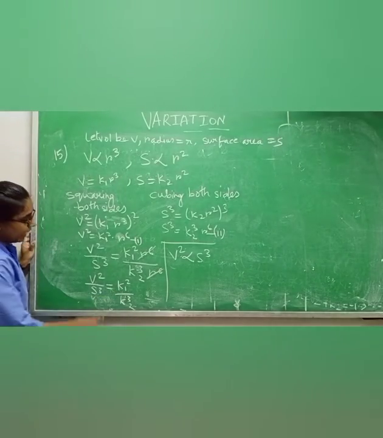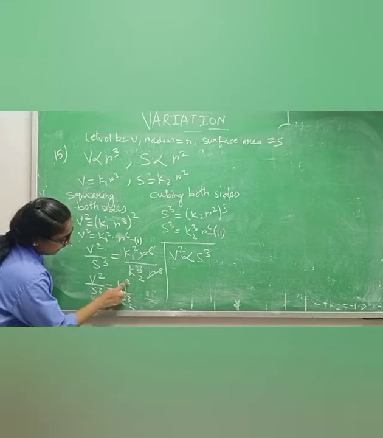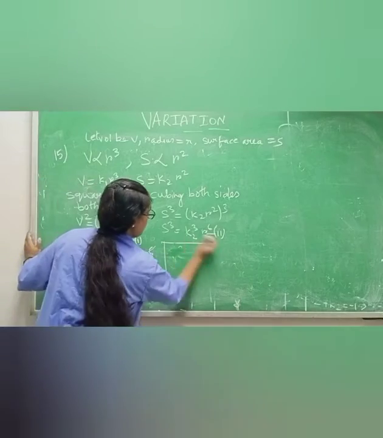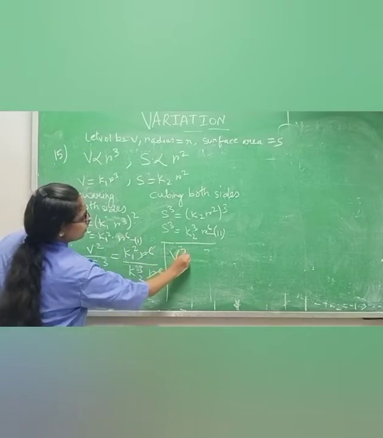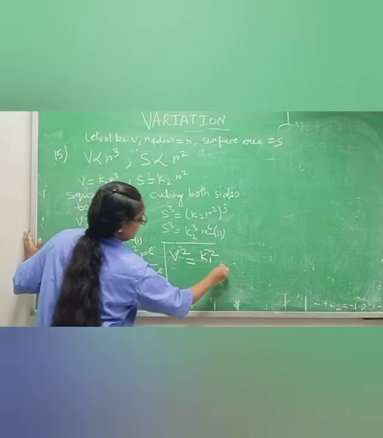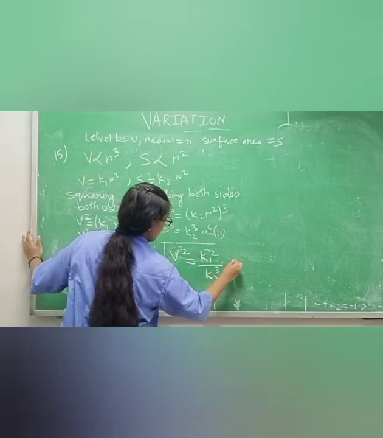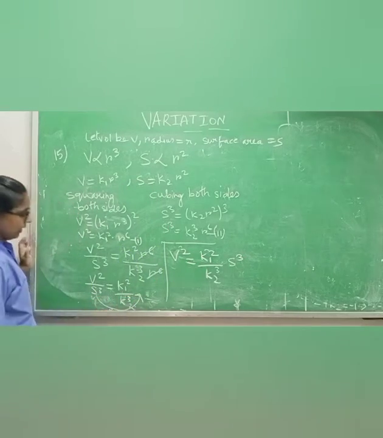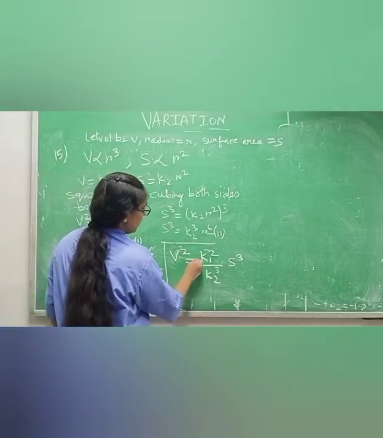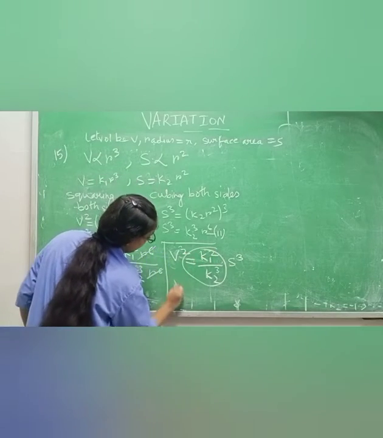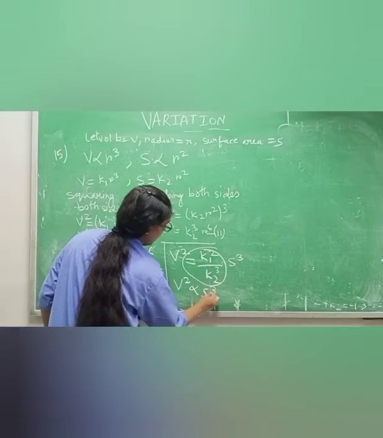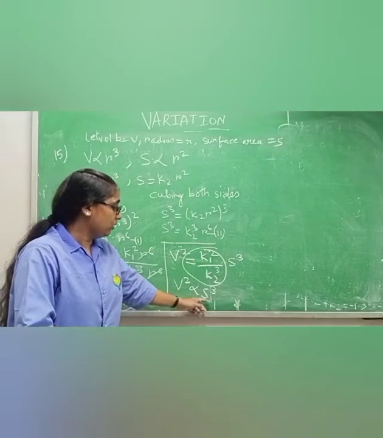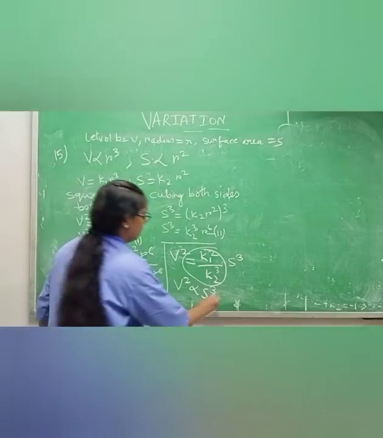When you remove this equals sign and this constant term, I am showing you here. Suppose you are writing V square and k1 square by k2 cube, and here you are writing S cube, meaning you are taking this S cube to this side. Now you have to remove this equals sign and this constant term. So what you will do is put the variation sign: V square is directly proportional to the cube of the surface area.